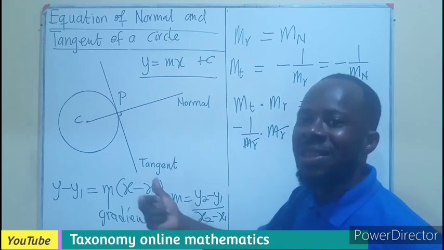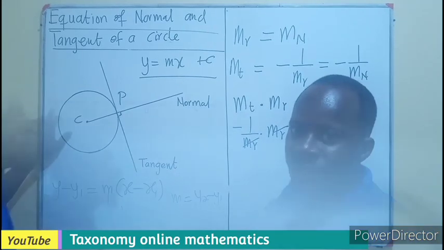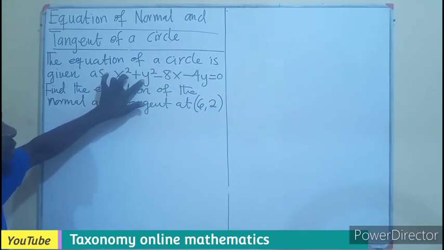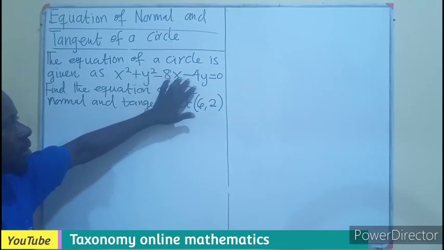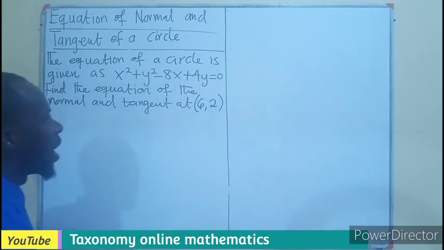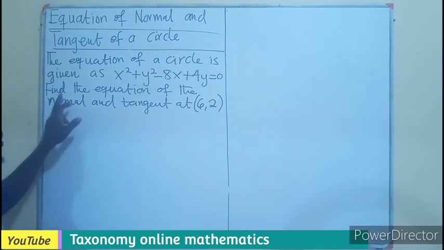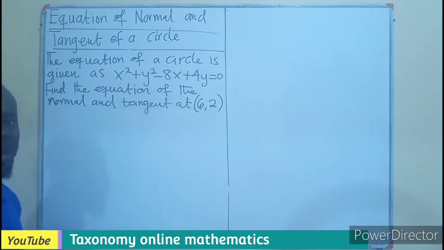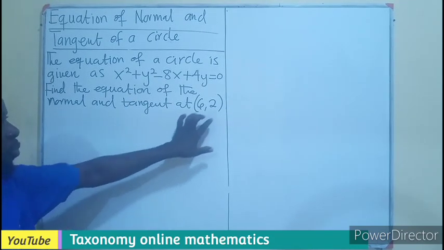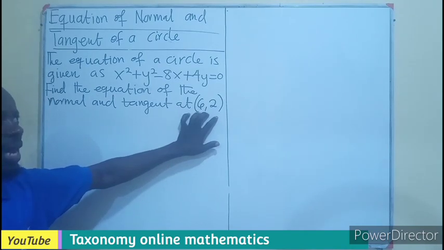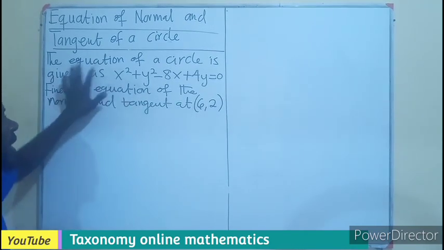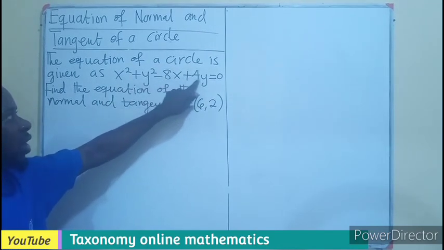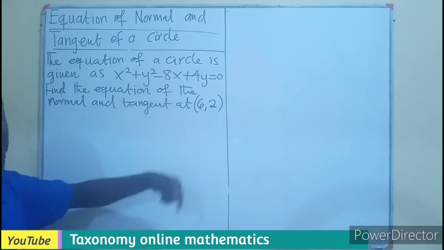Let's pick a question and see how we can employ that. Okay, so the equation of a circle is given as x squared plus y squared minus 8x plus 4y equals 0. We have to find the equation of the normal and the tangent at the point (6, 2). So you can see that the point at which the normal and the tangent touch the circle is given to us. But the gradient that we need to use to find the equation is not given. So we can use the equation of the circle to find that gradient.